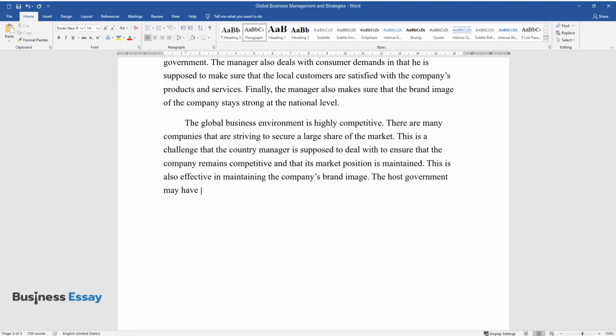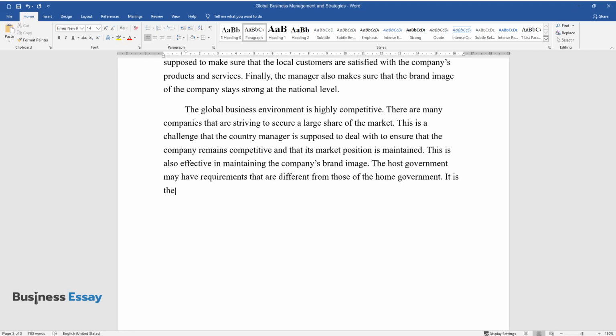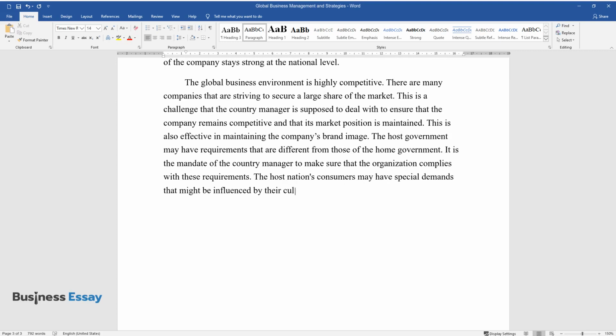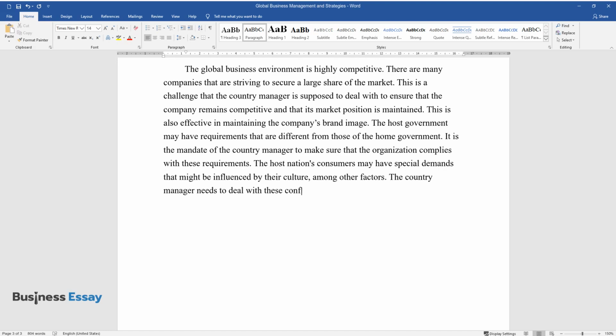The host government may have requirements that are different from those of the home government. It is the mandate of the country manager to make sure that the organization complies with these requirements. The host nation's consumers may have special demands that might be influenced by their culture, among other factors. The country manager needs to deal with these conflicts, as well.